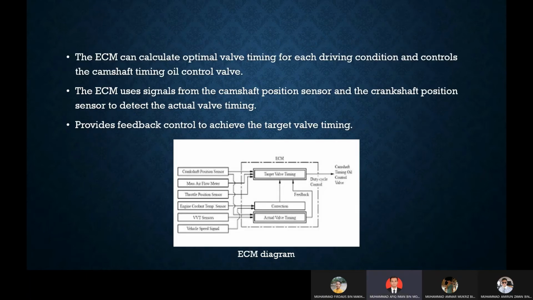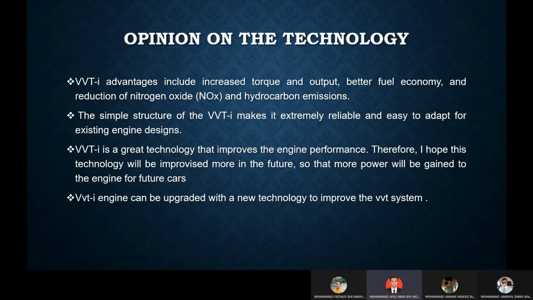The ECM can calculate optimal valve timing for each driving condition and controls the camshaft timing oil control valve. The ECM also uses signals from the camshaft position sensor and the crankshaft position sensor to detect the actual valve timing. It also provides feedback control to achieve the target valve timing. Below is the ECM diagram based on the VVT-I technology diagram before this. Next, I will pass to Zayan.